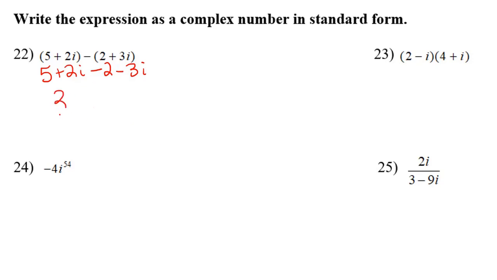5 minus 2, that's 3. 2i minus 3i, negative i. That is my answer to that problem because I cannot combine a real and an imaginary. Let's FOIL for this multiplication.